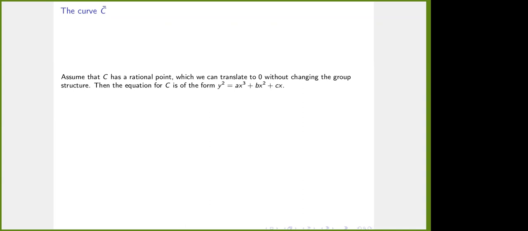If f of x doesn't have a rational root, that is the case. But if it has a rational root, we can translate and bring it to 0, and then there's no constant term for f of x, so the equation will look like this. So there's a little bit of loss of generality here. I'm only proving it for elliptic curves y square equal to f of x, where f of x has a rational root. Although the theorem is of course true even without that assumption.